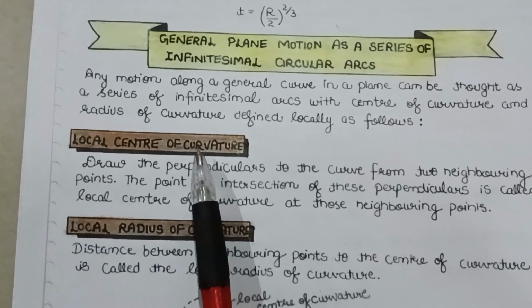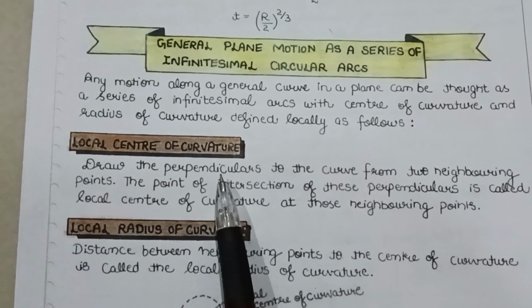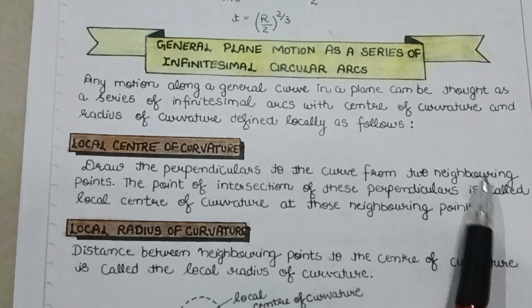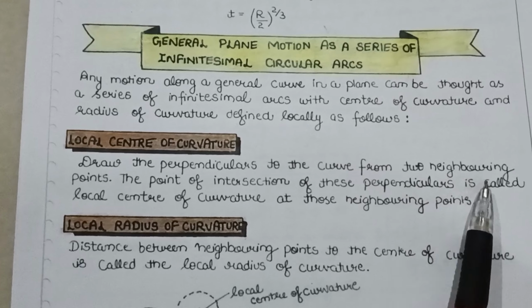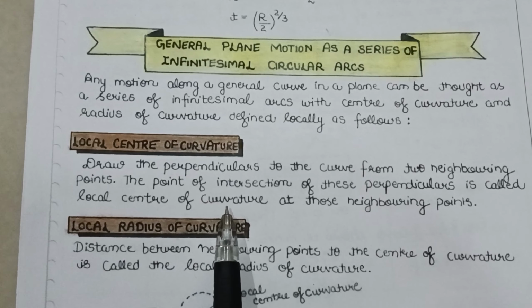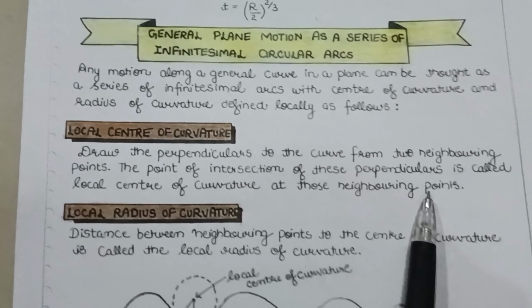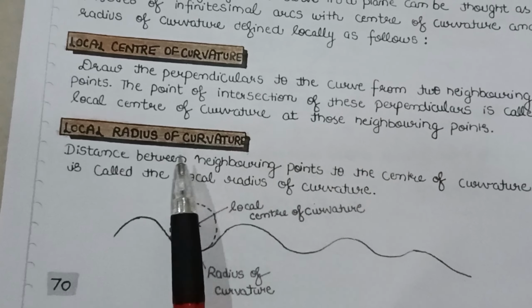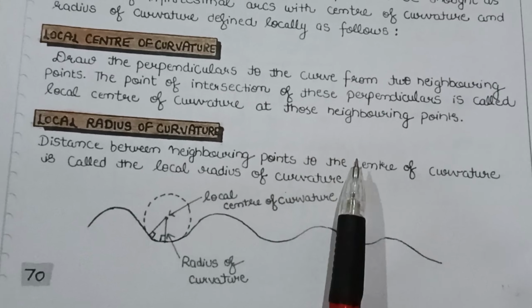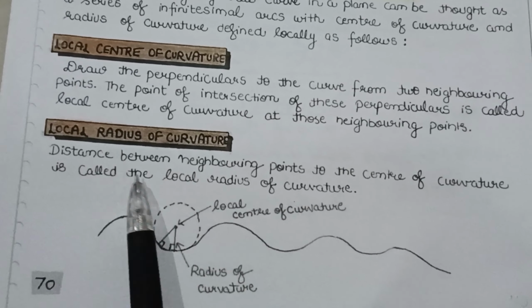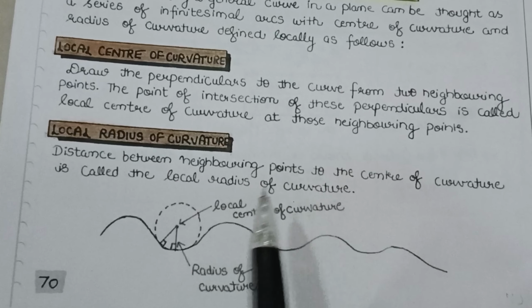Local center of curvature: draw the perpendiculars to the curve from the neighboring points. The point of intersection of these perpendiculars is called the local center of curvature at those neighboring points. Local radius of curvature: the distance between the neighboring points and the center of curvature is called the local radius of curvature.